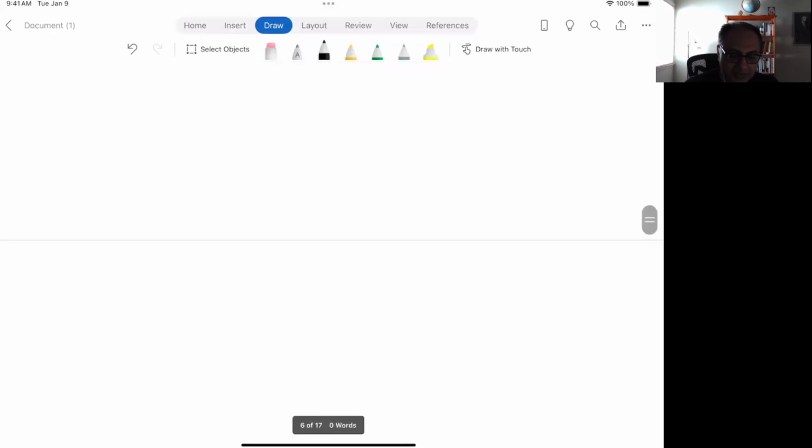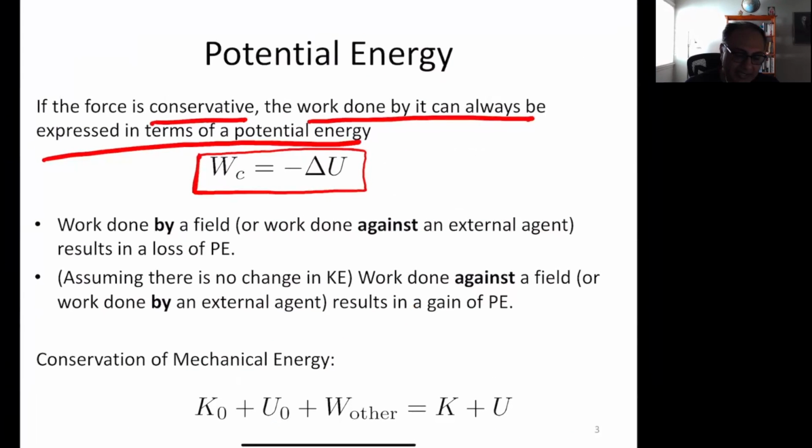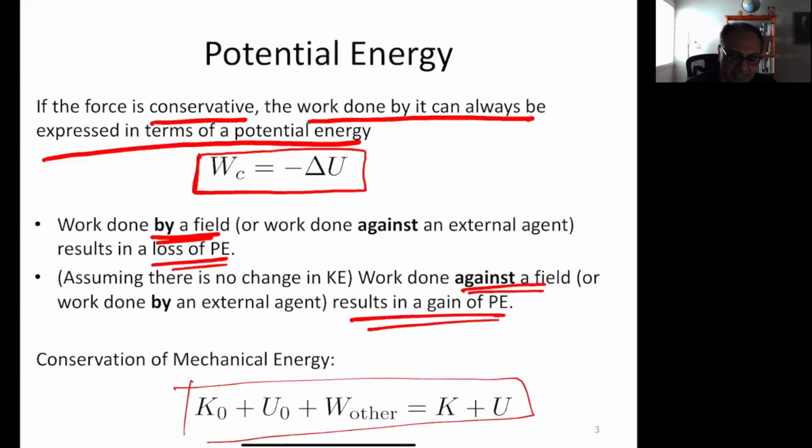We're going to need this formula here in physics 2 as well. And of course, we talked about this: the work done by a field, a conservative force, results in a loss of potential energy. That means positive work, and work done against a field, or negative work, results in a gain of potential energy. And of course, there is the equation of conservation of energy, K naught plus U naught plus W other equals K final plus U final. All this stuff we've seen in physics 1.